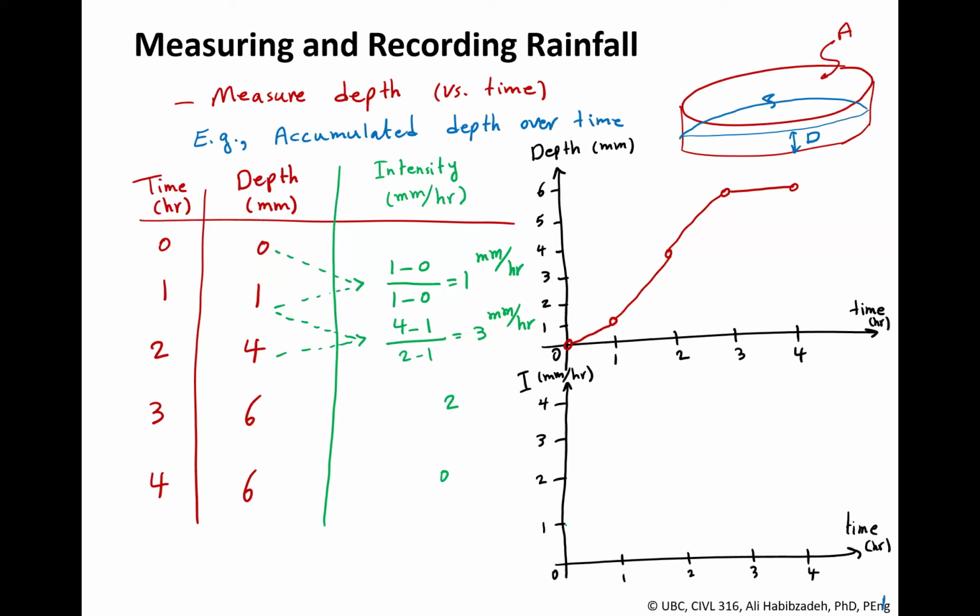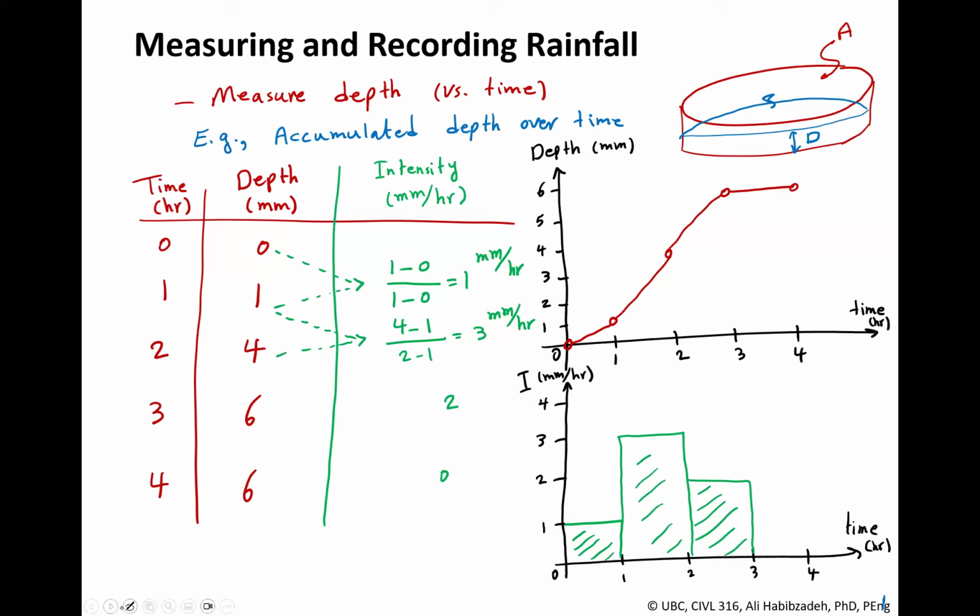So I'm going to say the first hour, we had 1 millimeter per hour. The second hour, we went up to 3. So up there. And then hour 3, we came down to 2. And then last one, no rain, 0. Okay, so that would be our histogram or a bar chart of intensity.